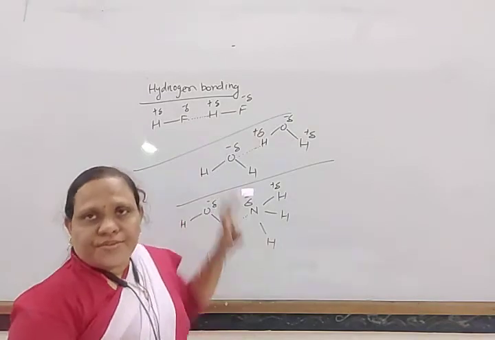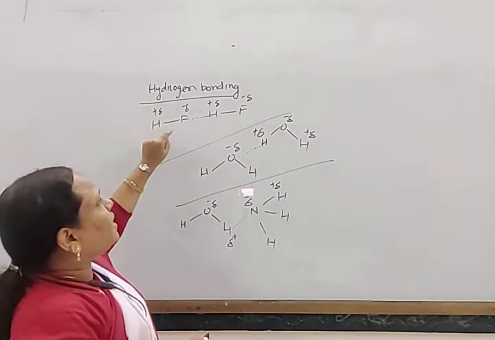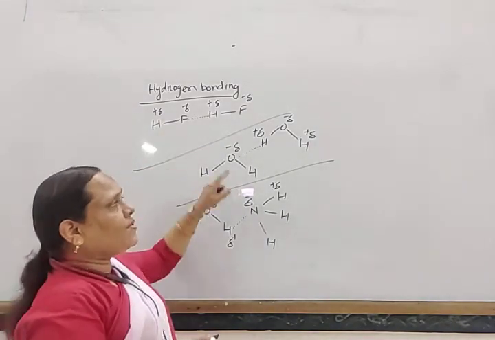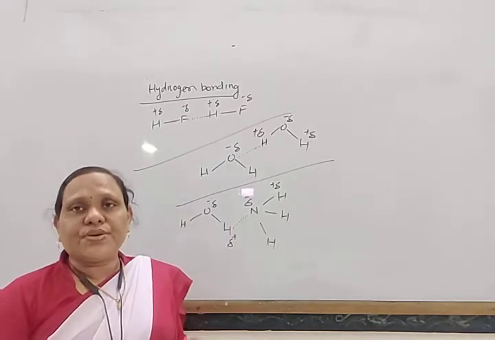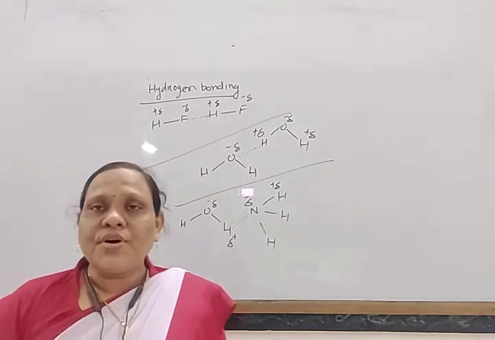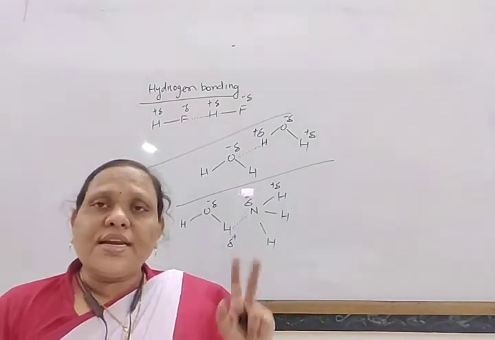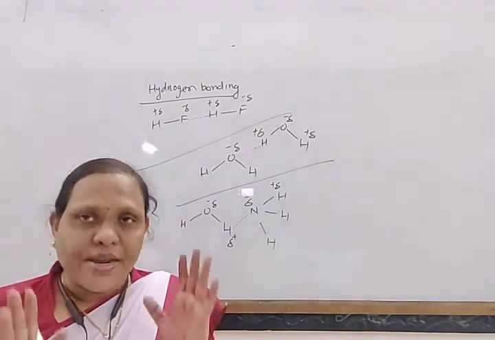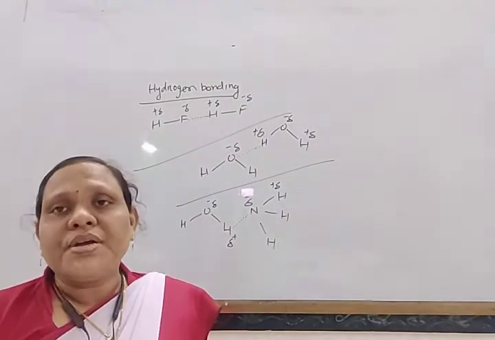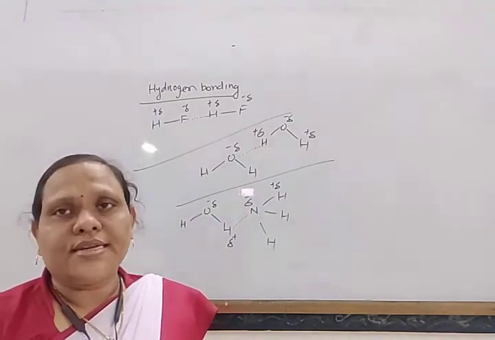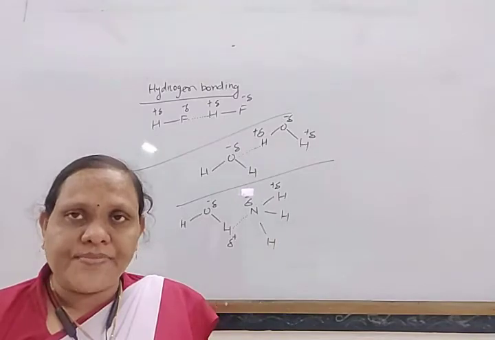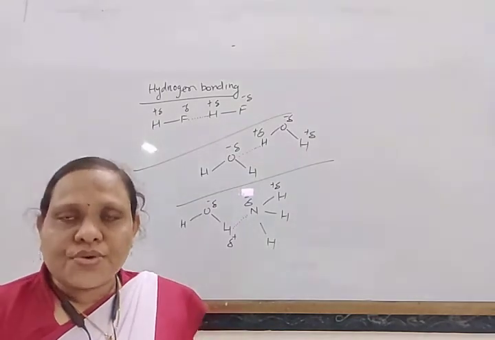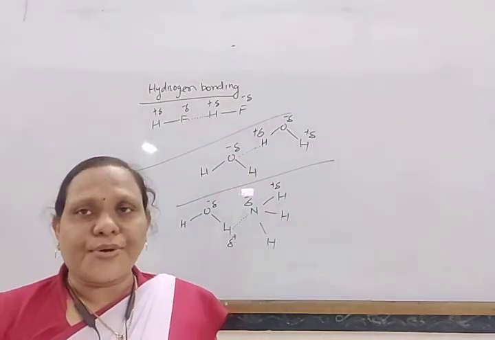So the dipolar attractive force which binds the hydrogen atom of one molecule and an electronegative atom of another molecule, of the same type or different type, is known as a hydrogen bond. There are two conditions for hydrogen bonding. One, the molecule should contain at least one hydrogen atom, and the hydrogen atom should be attached to a more electronegative atom, so that a dipole is created easily. Any molecule which satisfies these two conditions can form a hydrogen bond.